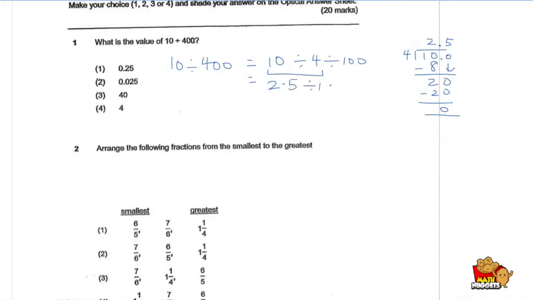divided by 100. So from here it will be easy to shift the decimal place to the front 2 times because 100. So decimal place will become this. So there will be a 0 here. So this will be 0.025. Option 2.